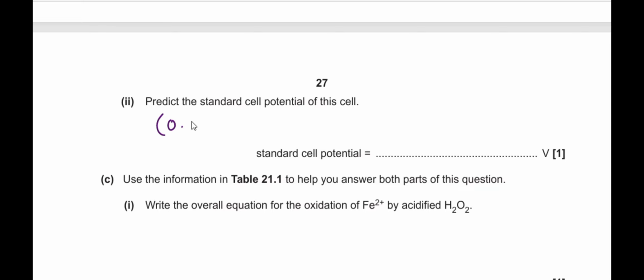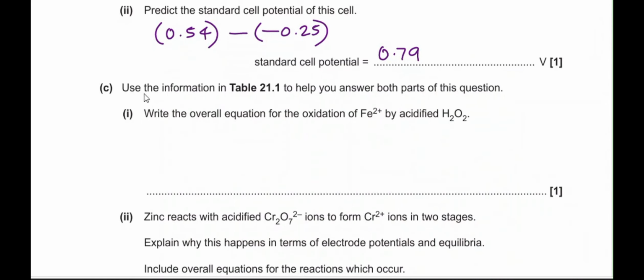This is 0.54 minus of minus 0.25, and that gives us 0.79 volts. Part C. Use the information in the table to help you answer both parts of this question. Write the overall equation for the oxidation of Fe2+ by acidified H2O2.